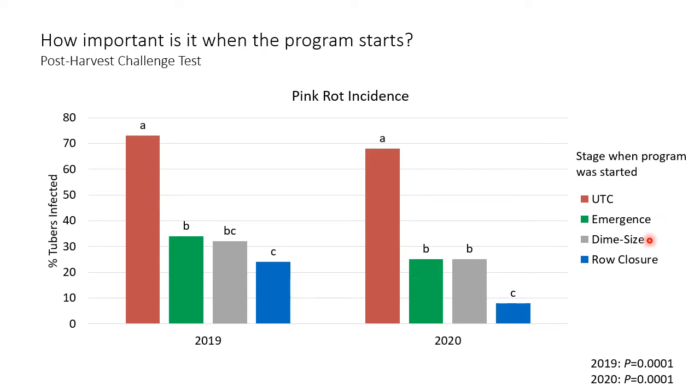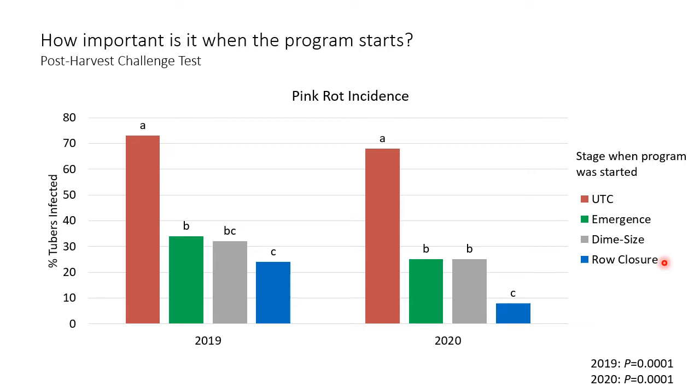Now, dime size is one that a lot of the research has supported through the years. What we expected to find is that the row closure wouldn't work as well because you're starting a little bit later in time. But if you're looking at disease incidence, it's going to start late in the season. These were challenged at harvest. The row closure application worked just fine.